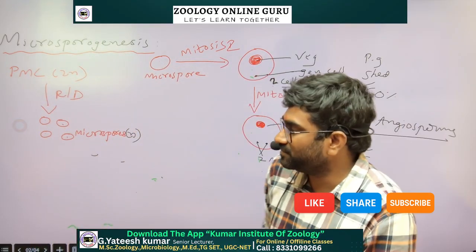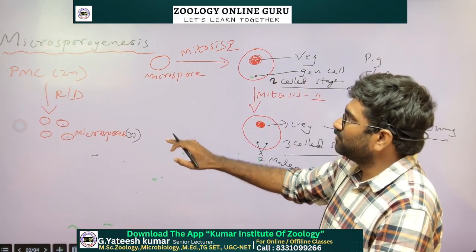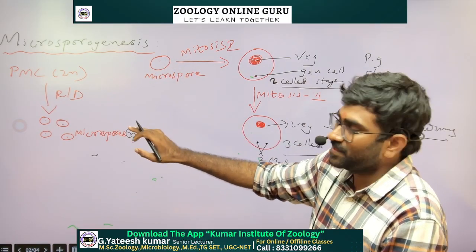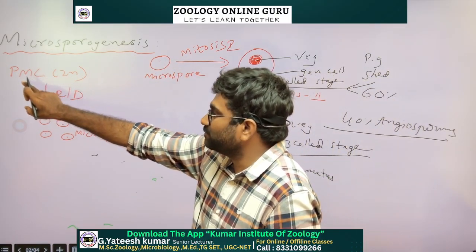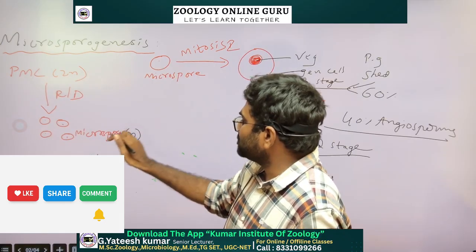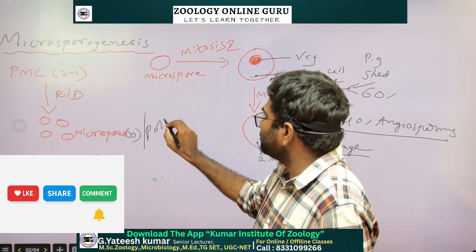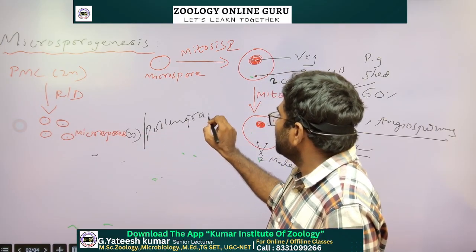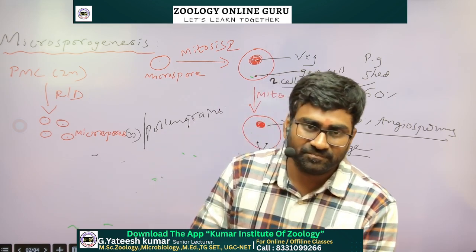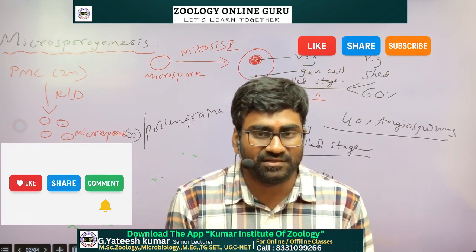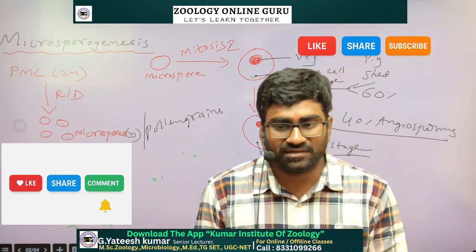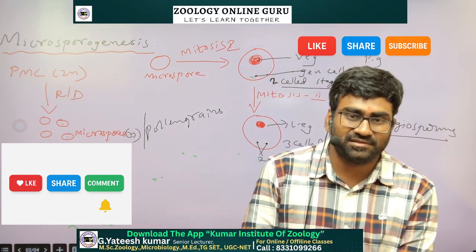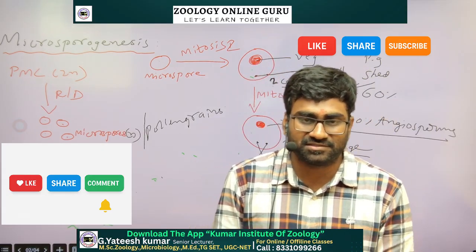This is about microsporogenesis. Microsporogenesis means formation of microspores from the microspore mother cell. This microspore mother cell is also called a pollen mother cell. Microspores are also called pollen grains. Next, we are going to discuss the structure of the pollen grain in detail, and some important and interesting facts are there. So very interesting.